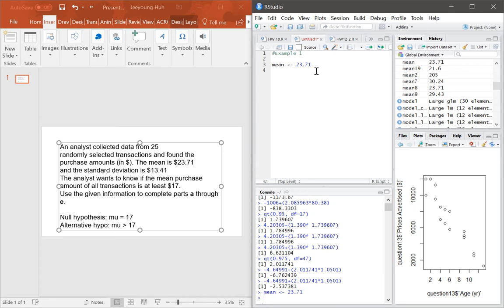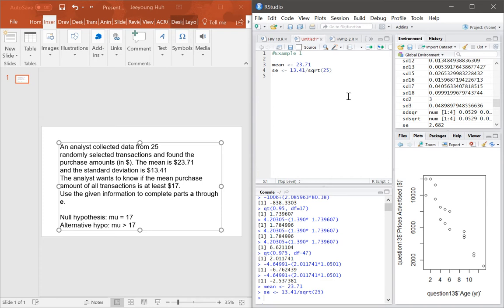Then we're just going to find the standard error. And that is the standard deviation divided by the square root of n, right? So what is the standard deviation? It's 13.41 divided by the square root of, and it was 25. So we got that.